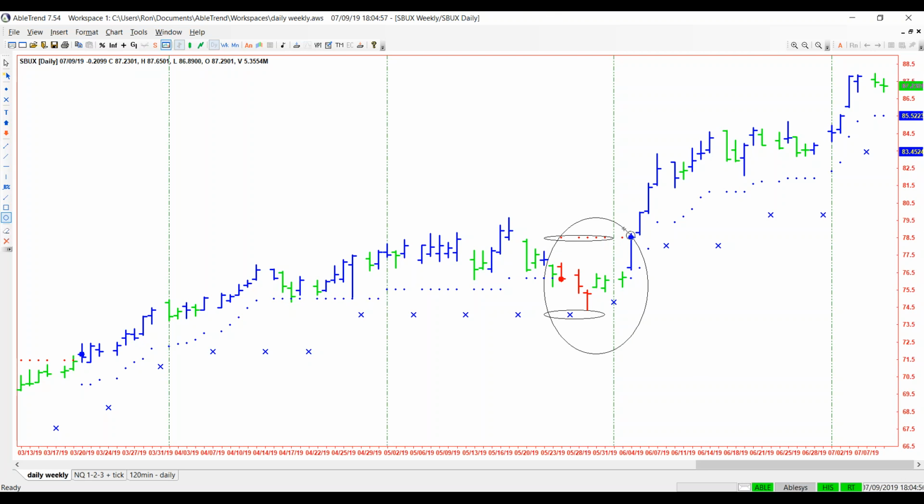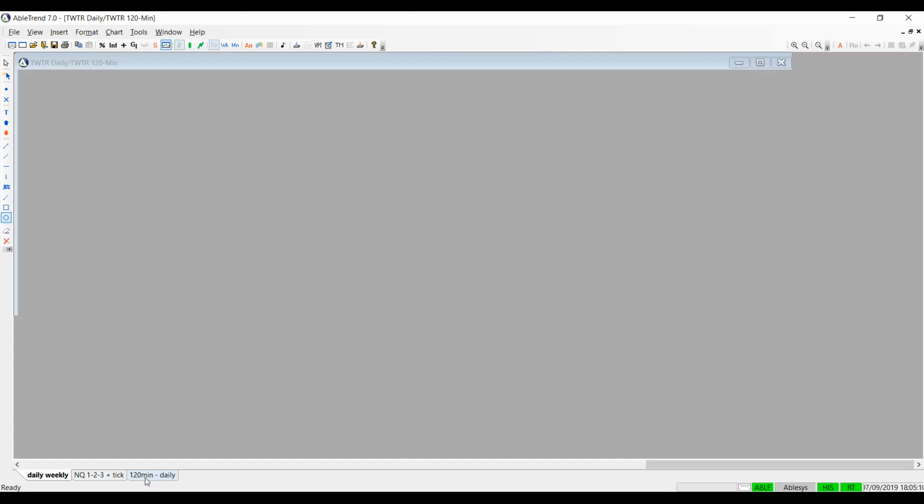And then, of course, we're back in right here. Blue bar, blue dot, blue X, triple confirmation. At the close of that price bar, or the open the next day, we're long. We're still in the trade today. Very nice trade right there.